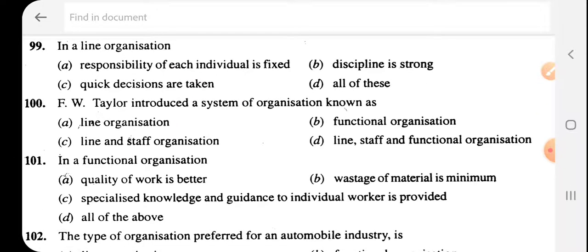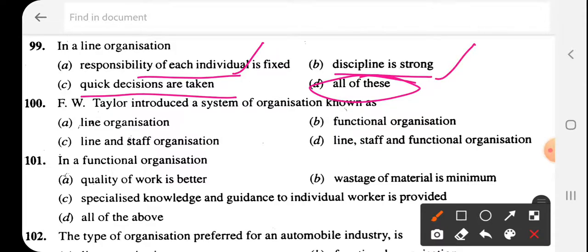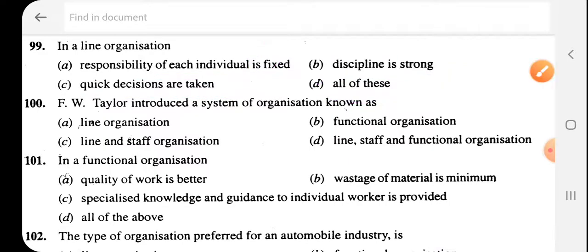99, in a line organization. So 99 is D. So what are these? Responsibility of each individual is fixed, discipline is strong and quick decisions are taken. Like a military, you remember, responsibility is fixed, it is individual, so there is no criticism, and discipline is strong, so they will be more disciplined and they will take quick decisions.